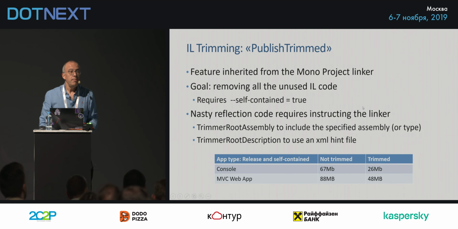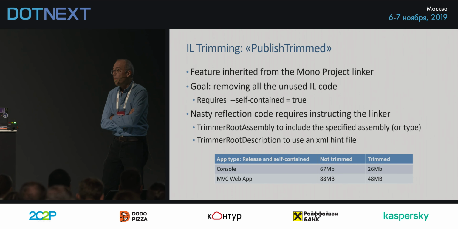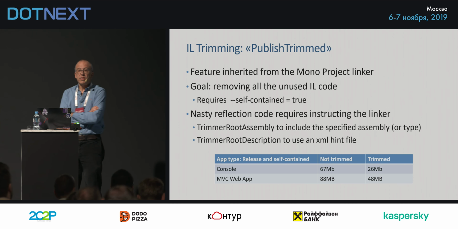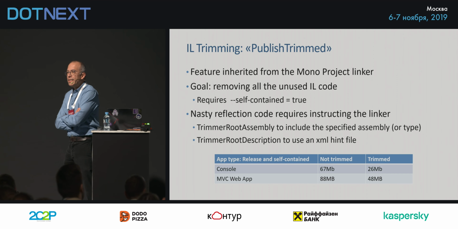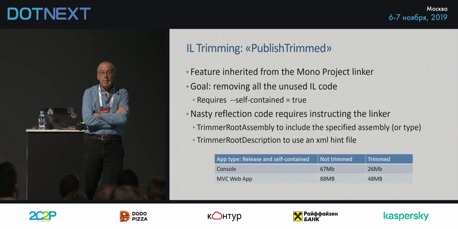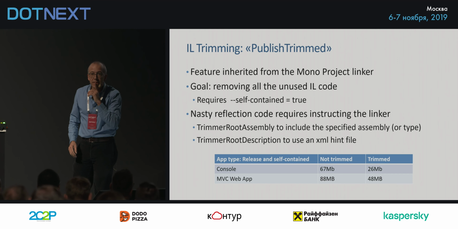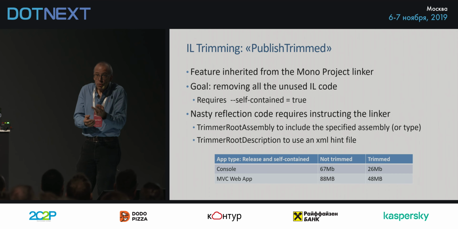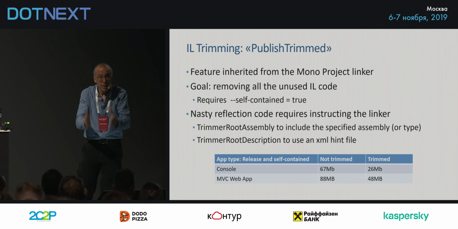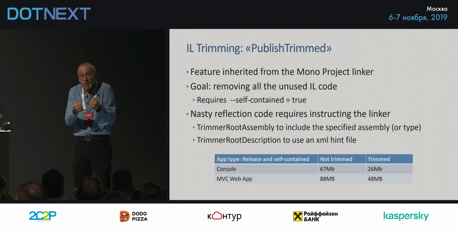Another good option is trimmed. Trimmed is a good thing that comes from Mono, from the linker. It requires, at the moment, self-contained equals true. There are requests to avoid requiring self-contained true. Basically it means, please remove all the code. I mean, not the assemblies. Inside an assembly, maybe I use two methods. Why should I bring with me everything? So trimming means cut with the knife and say, I want only the things that I effectively use.